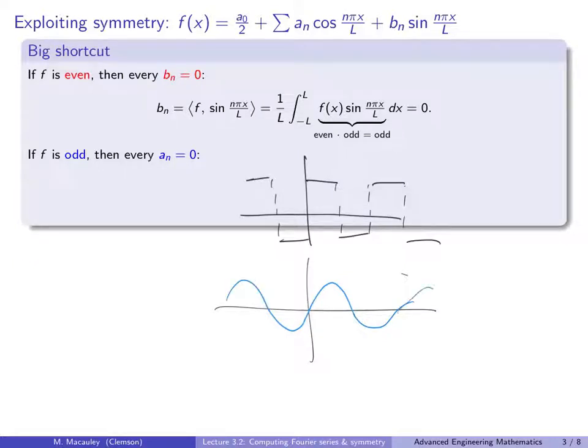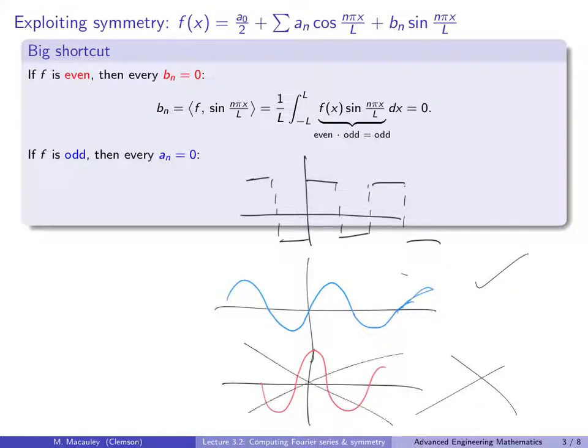Oops, that should be up a little bit. But it cannot contain any cosine waves. It cannot contain anything like this. The sine waves have the same type of symmetry as the odd functions, but the cosine waves do not. So it can contain these and cannot contain those.